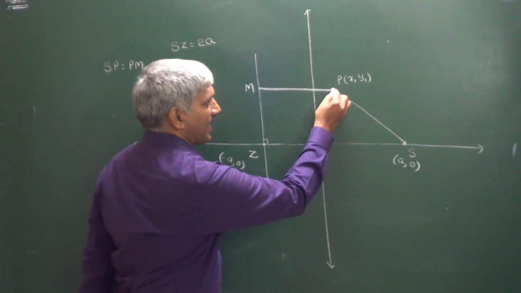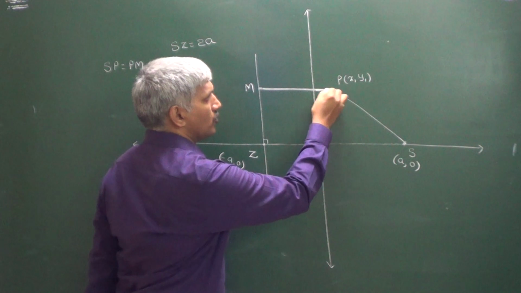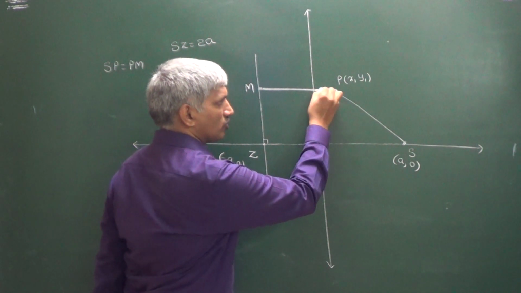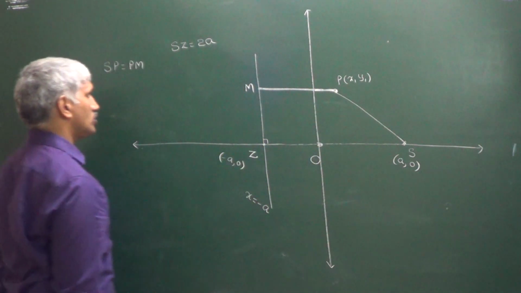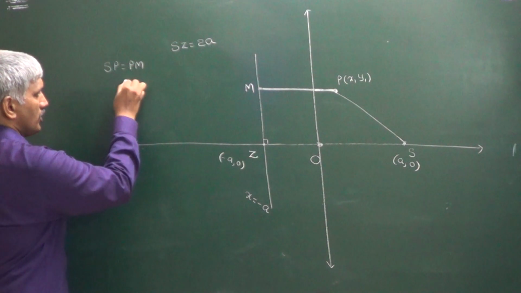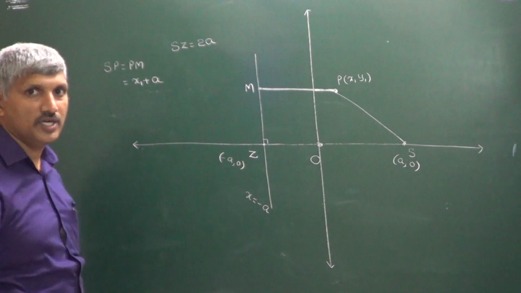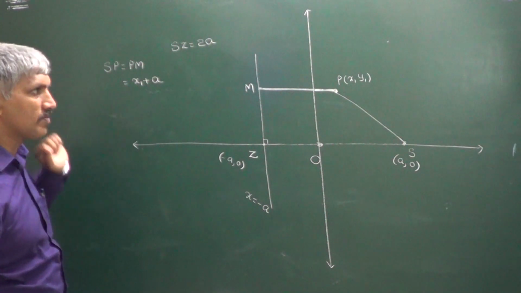But what about this length? This length is equal to x1, because there is a point P (x1, y1), so this length is equal to x1 and this length is equal to a. That's why the total length PM is equal to x1 plus a. SP is equal to PM. I got this PM length is equal to x1 plus a.